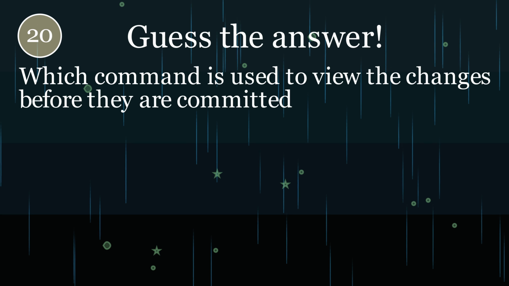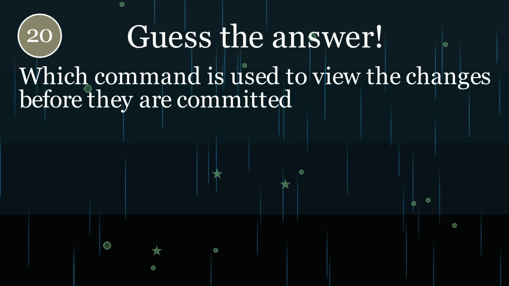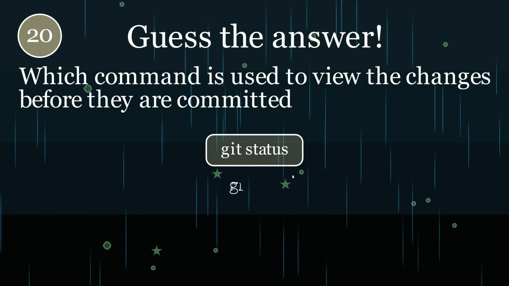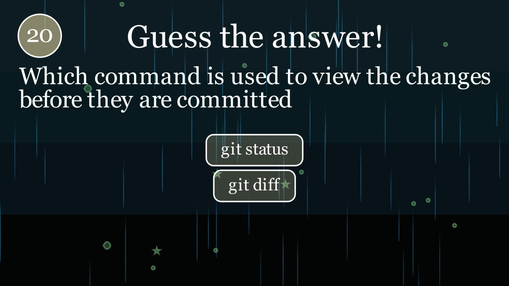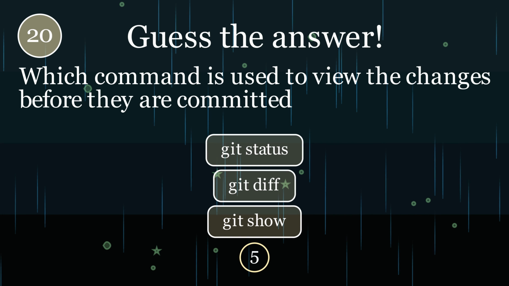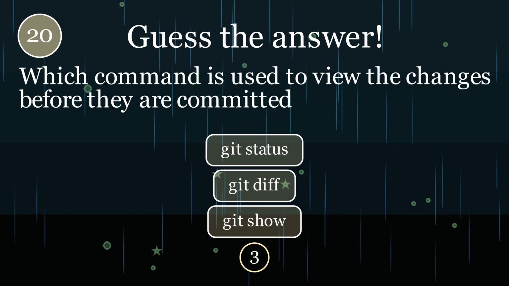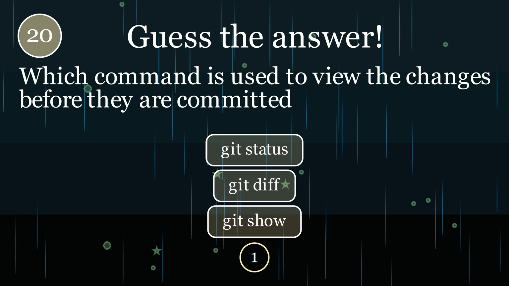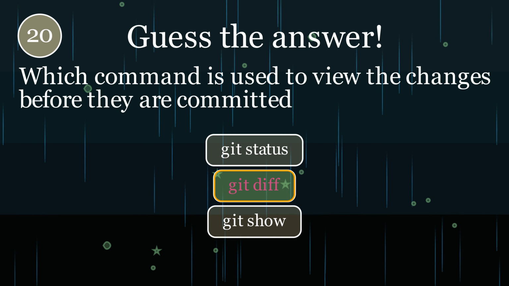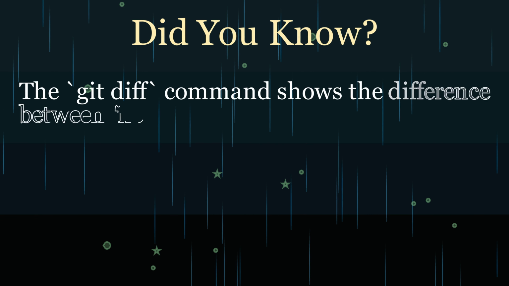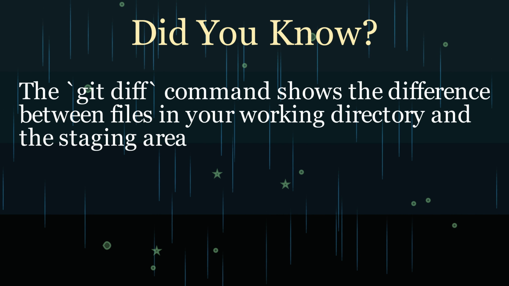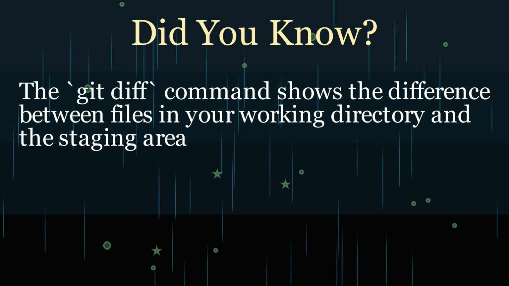Which command is used to view the changes before they are committed? Git status, Git diff, Git show. The correct answer is Git diff. Here's an interesting fact. The git diff command shows the difference between files in your working directory and the staging area.